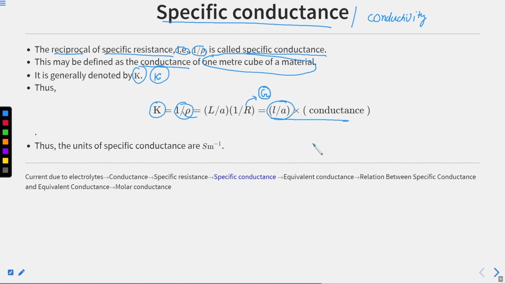Therefore, what will be the unit of this? It will be Siemens per meter. How is it so? What is the unit of length? Simple, it is meter. And the unit of area is meter square. So L by A will give you meter inverse. Similarly, G has a unit of Siemens. So overall it will have a unit of Siemens per meter. This is the SI unit of specific conductance or conductivity. So remember these names also: specific resistance is also called resistivity, and similarly specific conductance is also called conductivity.